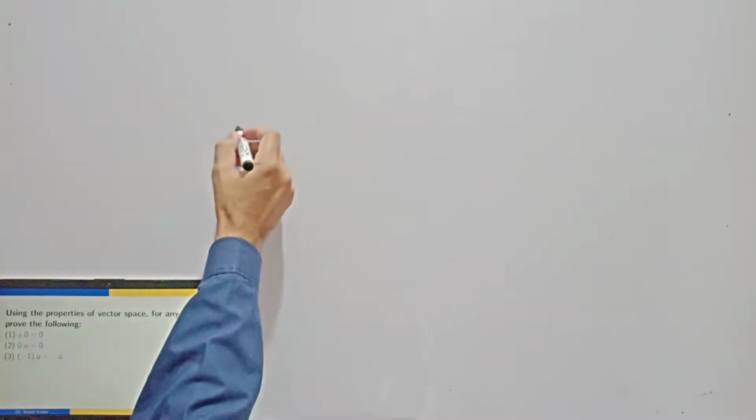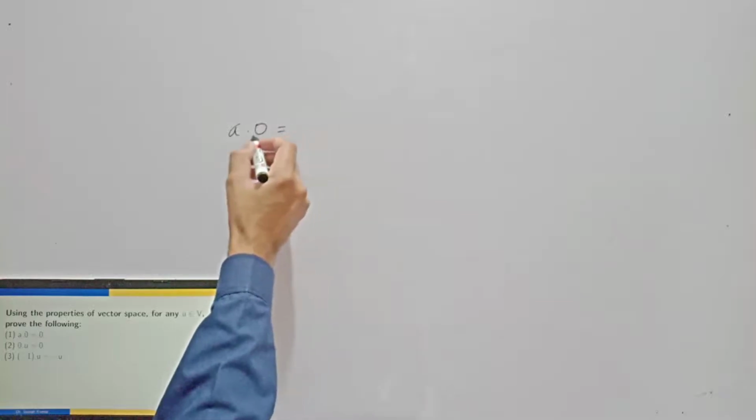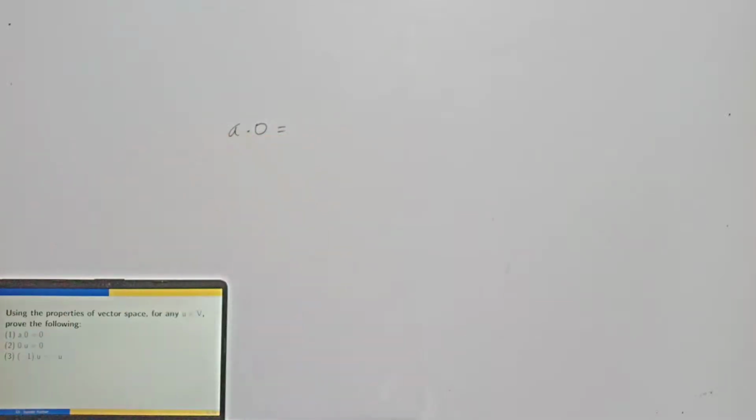Before the example, some more properties are there. Using the properties of vector space, we can easily prove these 3 common properties in the vector space. What are these? a into 0 is always 0. This into is scalar multiplication. It is not the ordinary dot of real numbers because 0 is a vector. Dot is the scalar multiplication defined in the vector space.